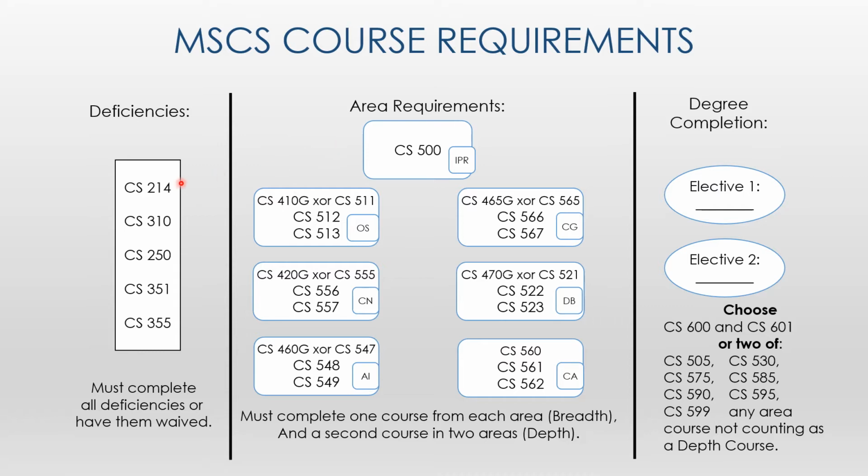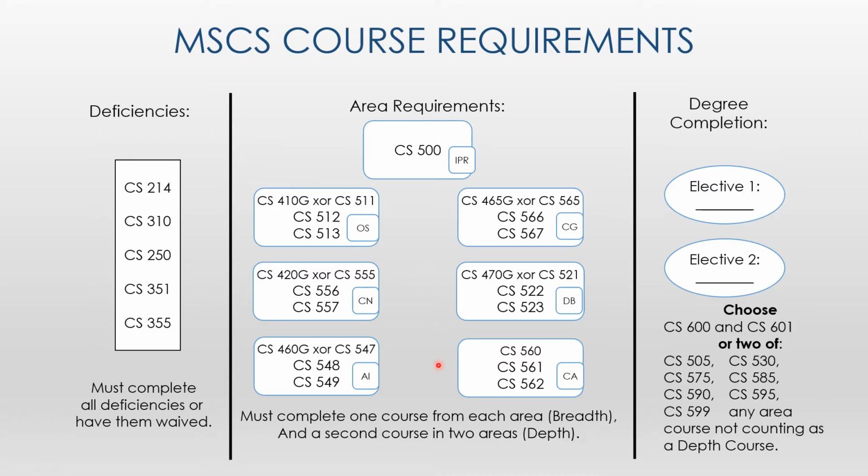If you take 214 or 250 or 351 here, then we will waive this course for you since you no longer need an intensive review of programming. You've had your review through another class. And what you'll end up doing is you'll end up replacing this box with a third elective over here. And I'll talk about the electives in a second.